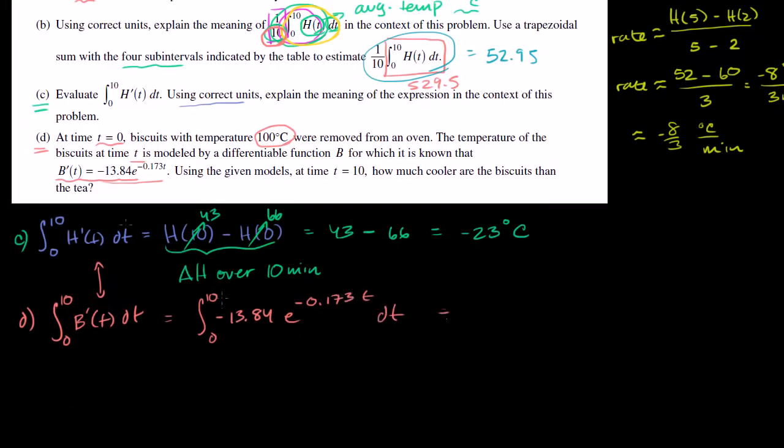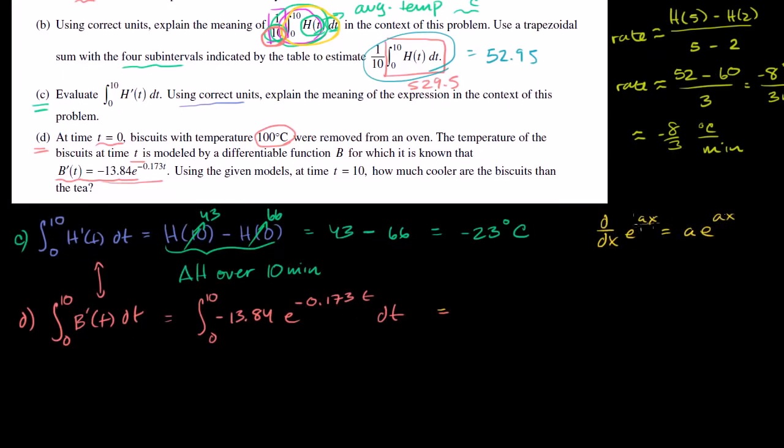So we can evaluate this. What we have to do is, because we know that the derivative of e to the ax is a e to the ax. Let me write that. The derivative of e to the ax is equal to a e to the ax.